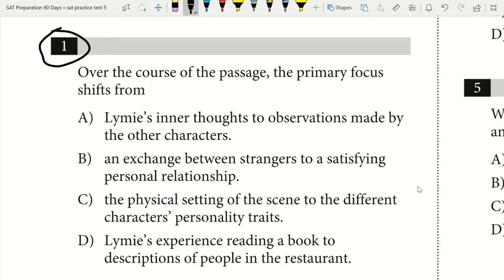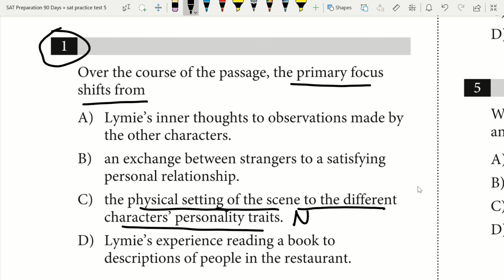The thing I want to discuss when talking about the primary focus shifting within a passage is that you want to make sure you're maintaining the big picture. A lot of times you'll get caught up in something that's too narrow. For example, answer choice C in this case is too narrow. It talks about the physical setting of the scene, shifting to the different characters' personality traits, but the physical setting of the scene is never the primary focus. So in the beginning, the primary focus is not the physical setting of the scene.